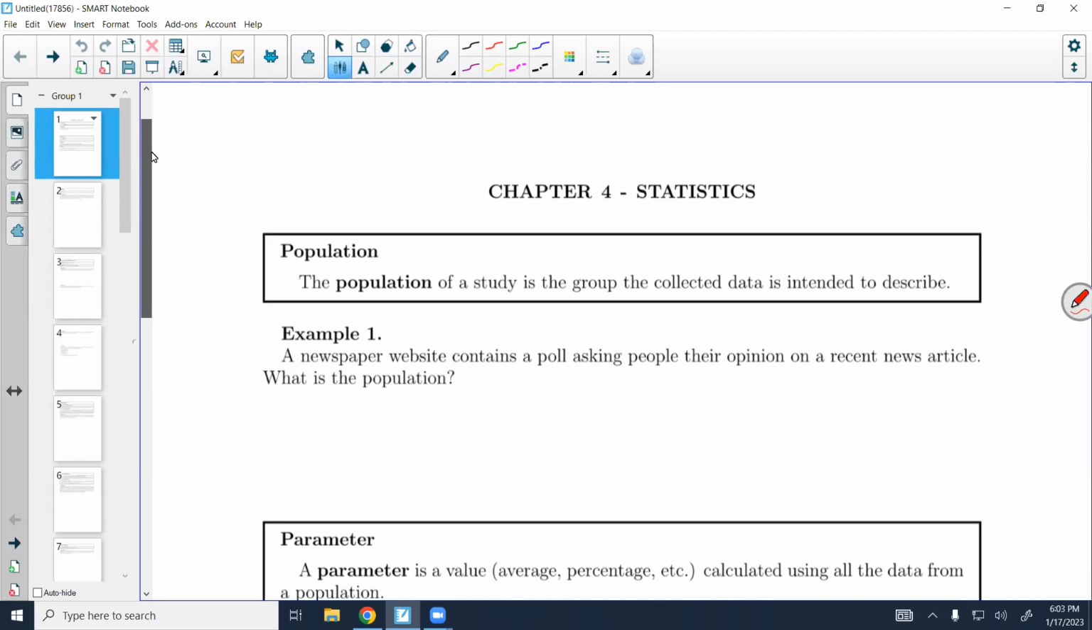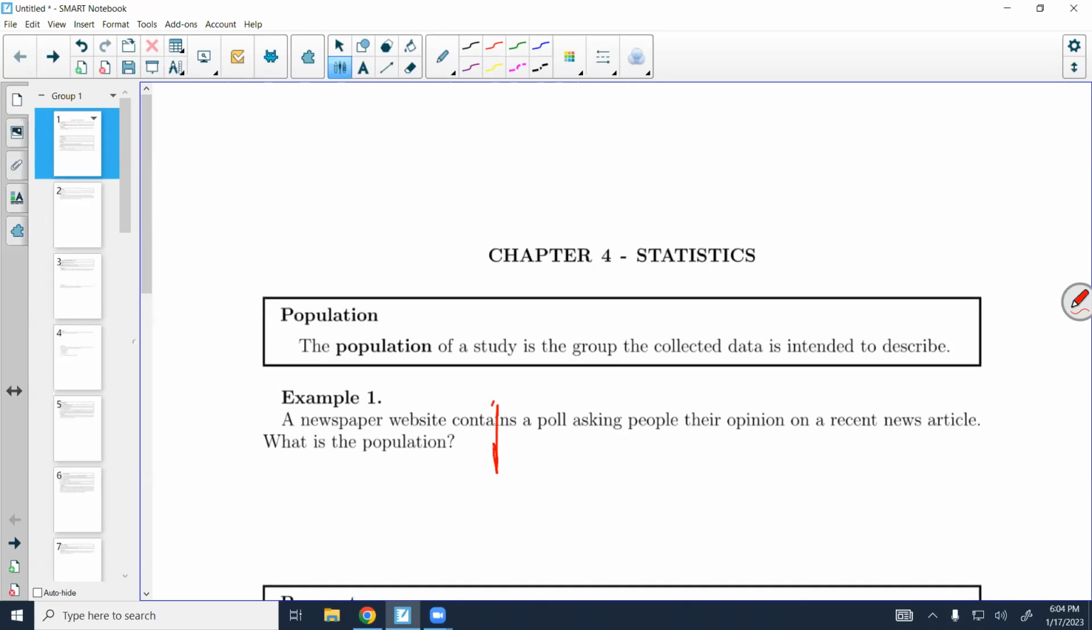So a newspaper website contains a poll asking people their opinion on a recent news article. What is the population? Who are they trying to find information about? No, we're talking about a newspaper website. Who read the paper. The newspaper, bless you. On the website. Okay, that makes sense. Because not everybody that reads the paper is necessarily going to participate in the poll.